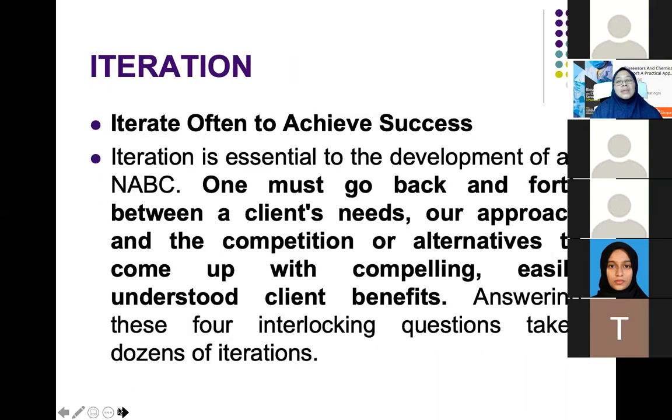And then, of course, as I said just now, iteration. In presenting a proposal or any other project, iteration, practice makes perfect. You have to practice.